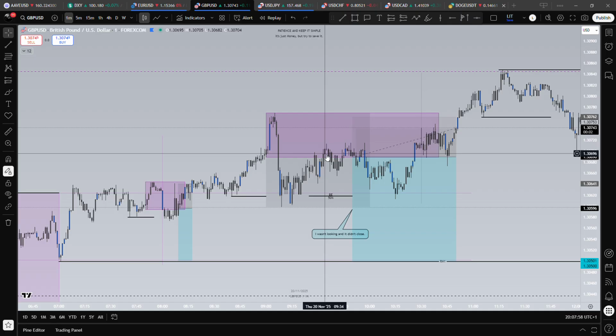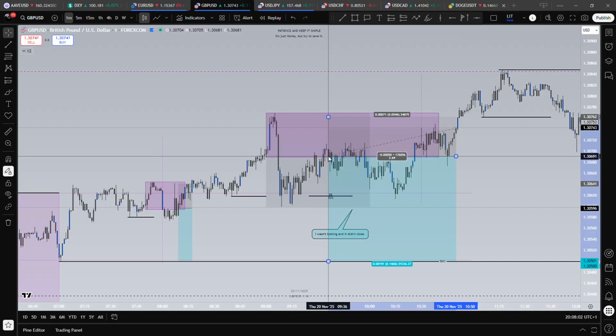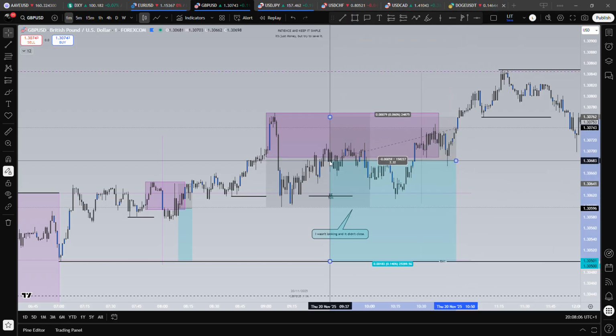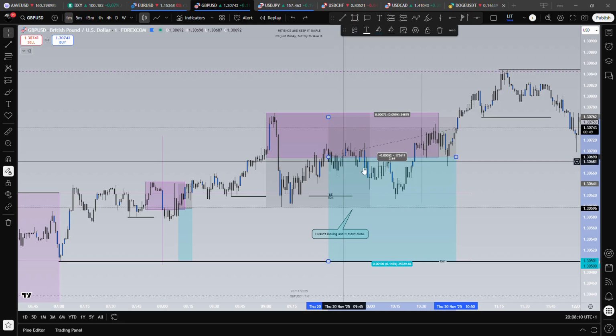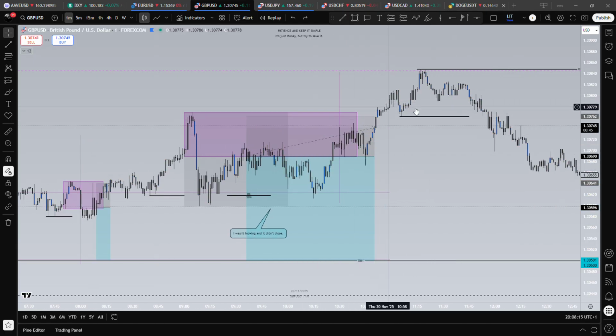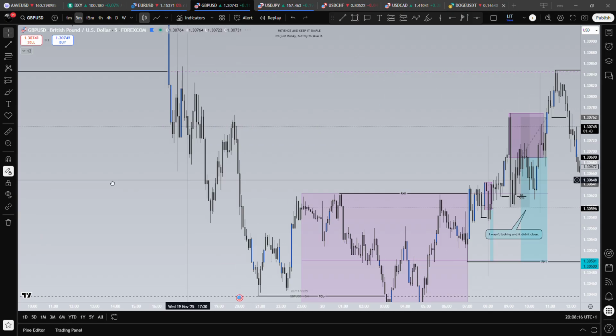On M1 we had the mitigation, and the engulfing candle is here, you can see. And then, so I entered late. That's why I have my entry here. And then it went up again and took my stop loss.